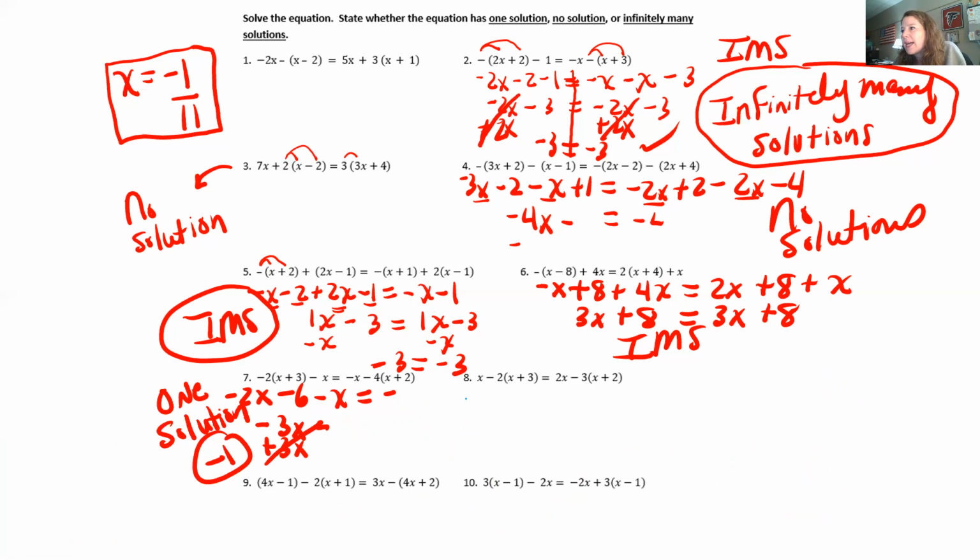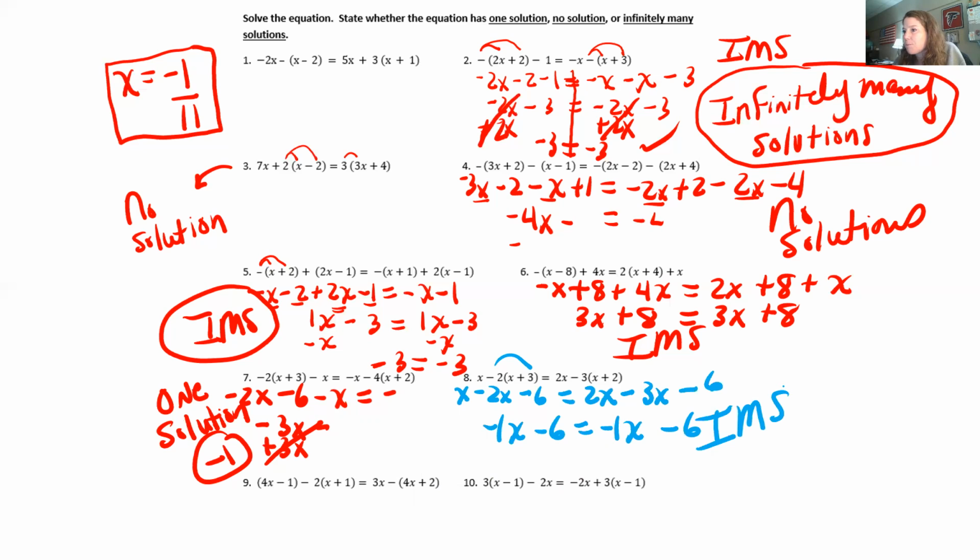All right, so I bring down my x. Negative 2 times x is negative 2x. Negative 2 times 3 is negative 6 equals 2x, and then negative 3 times x is negative 3x, and negative 3 times 2 is minus 6. Combine like terms. 1 minus 2 is negative 1x minus 6 is equal to 2x minus 3x is negative 1x minus 6. What do you notice? They're exactly the same, which means my answer is infinitely many solutions.